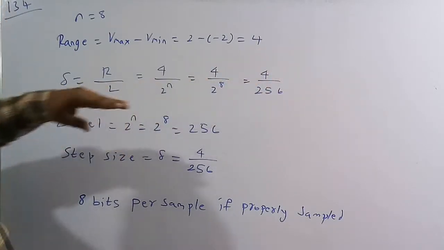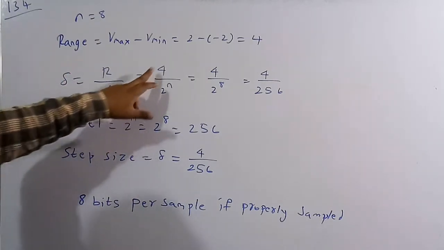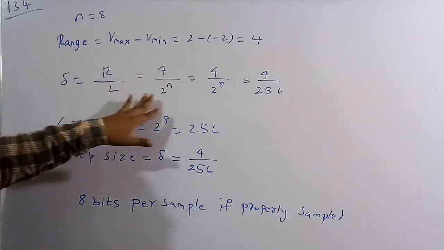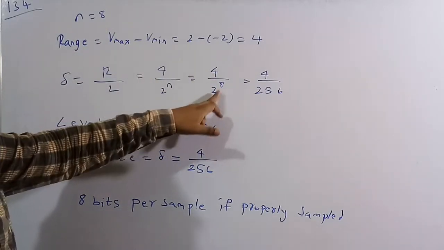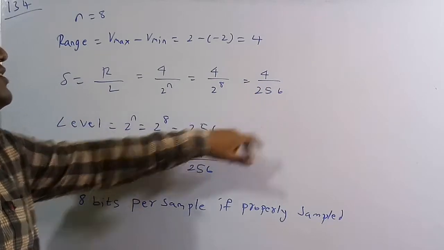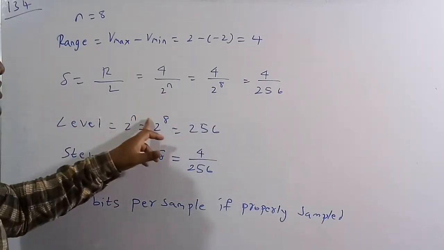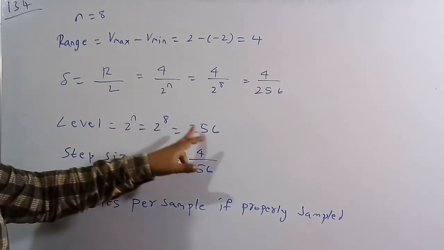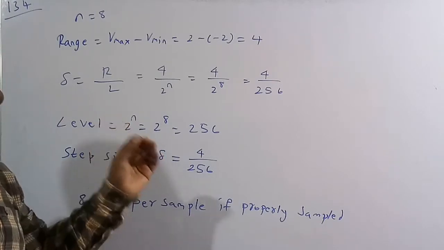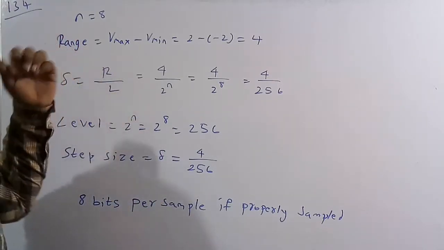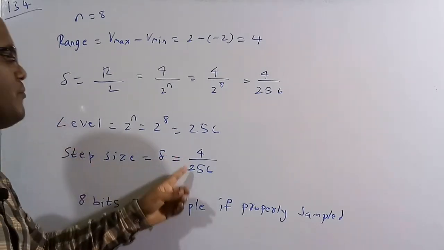So therefore delta is called the step size, which is range by L. So range is 4 and the number of levels is 2 to the power of n. Here n is equal to 8. So therefore 4 by 2 to the power of 8 is 4 by 256. So we can conclude that the levels is equal to 2 to the power of n. In place of n substitute 8. So 2 to the power of 8 is equal to 256, which means 256 standard levels are possible with n equal to 8 bits for each and every sample. So step size is nothing but 4 by 256.